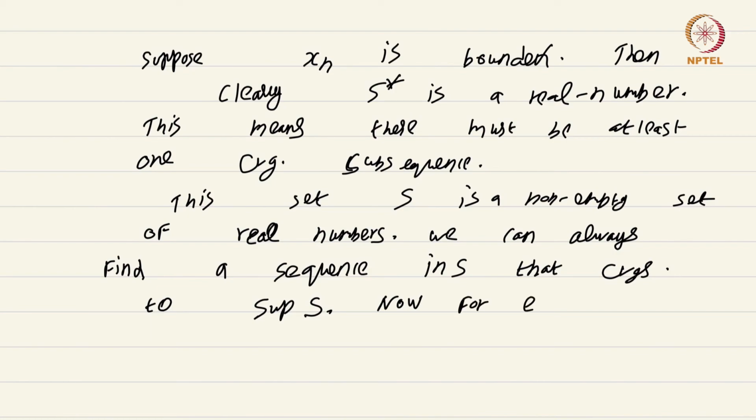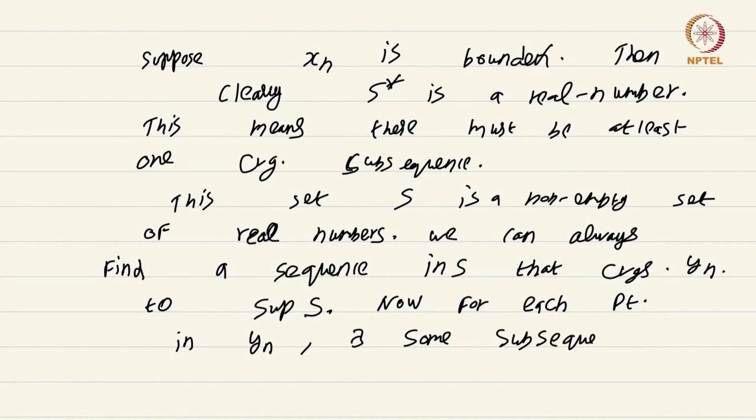Now for each point in this sequence, so let's just call this sequence yn. Okay, let's just call this sequence yn. For each point in yn, there is some subsequence of xn that converges to yn.